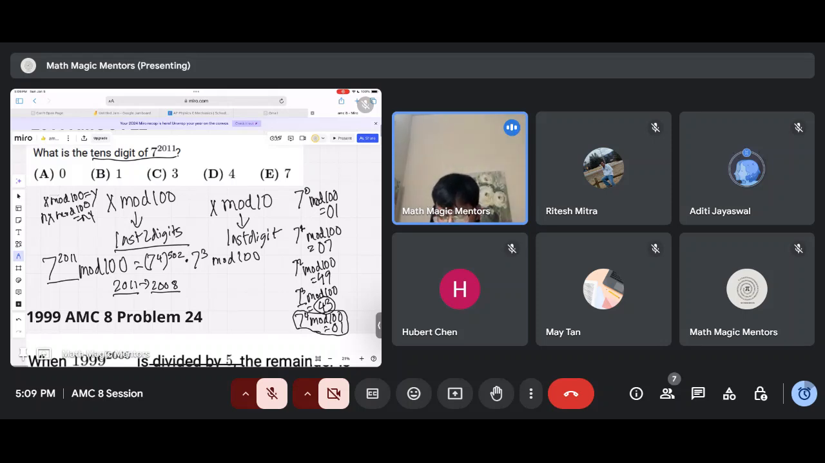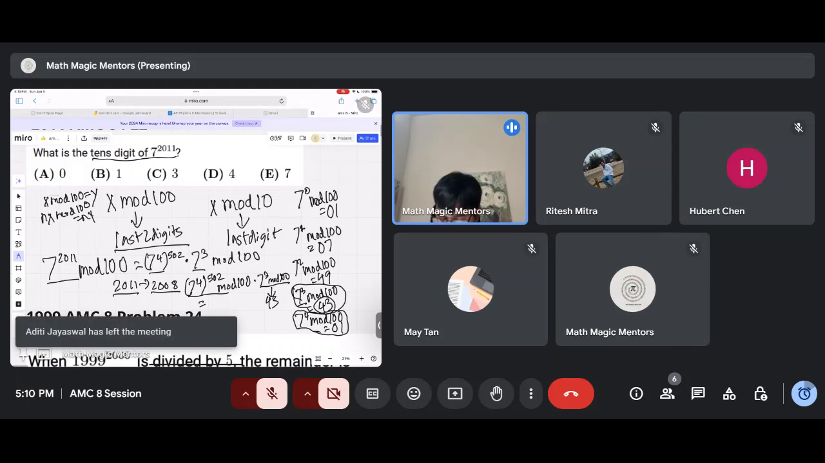Right? So far, this makes sense, right? And so basically, we can break the mods up into 7 to the 4 to the 502 mod 100 times 7 cubed mod 100, right? And so let's look at this first. This is easier. This is just 43, right? Because 7 cubed mod 100 is 43.